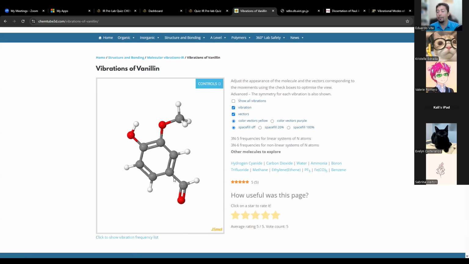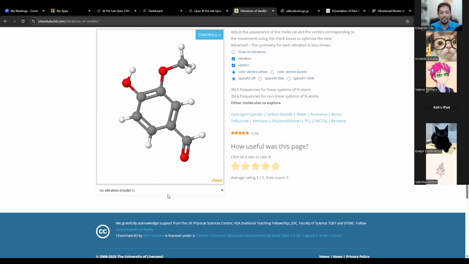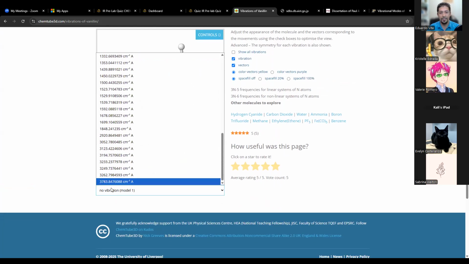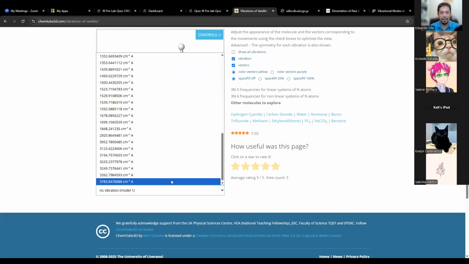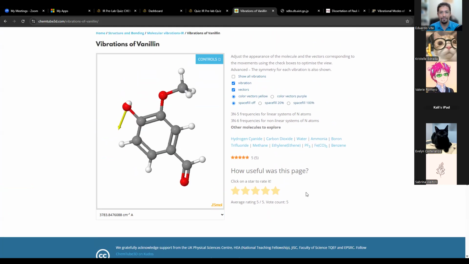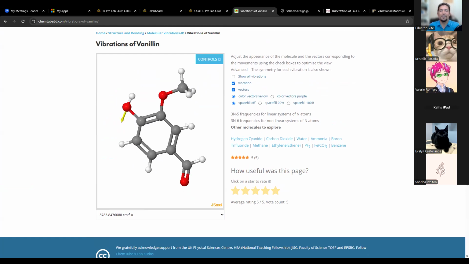Okay, so we have a bunch of molecules. Sorry, a bunch of atoms, a bunch of bonds. So that means we must have a lot of vibrations. So look at the list. Look at all the vibrations that we can expect from a single vanillin molecule. So let's go ahead and start with the highest one. Look at that. So what are we seeing here? What's happening here? This is that spring I was talking about earlier.